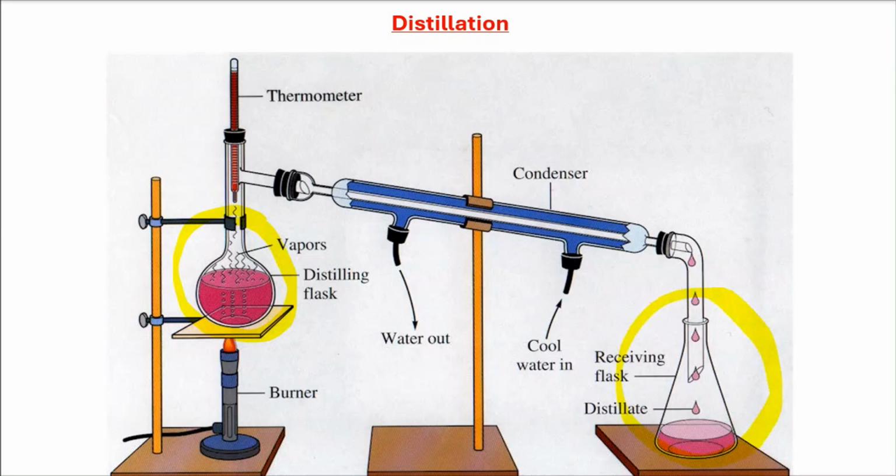So filtration, distillation, chromatography, or physical means like using a magnet, and you can separate it. So these are the techniques you can use to separate components of a mixture.